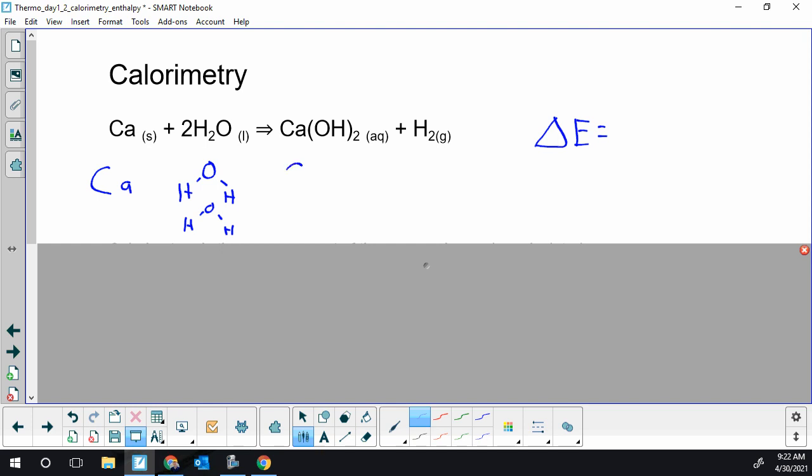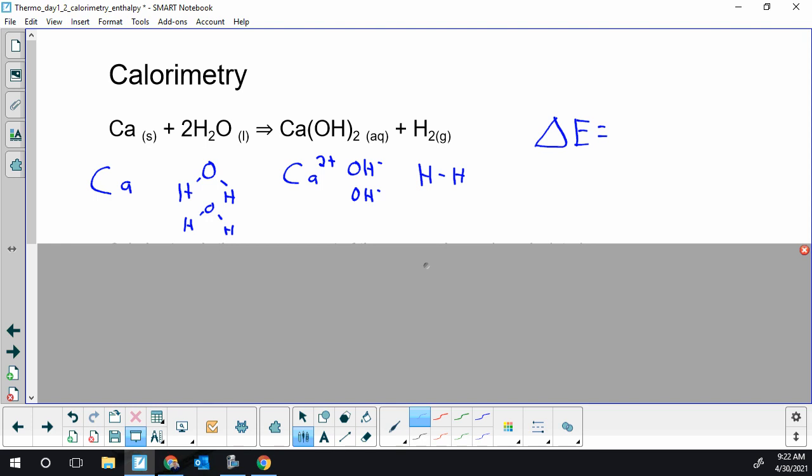Then as a product, we have calcium in a very different form. We have calcium 2+. So some electrons have been lost, and we have a couple hydroxide ions. So the water's been ripped apart, and energy is going to be required in order to rip one of those H's away from the water. Okay? Those H's that get ripped off ultimately come together to form a covalent bond with H bonded to H.